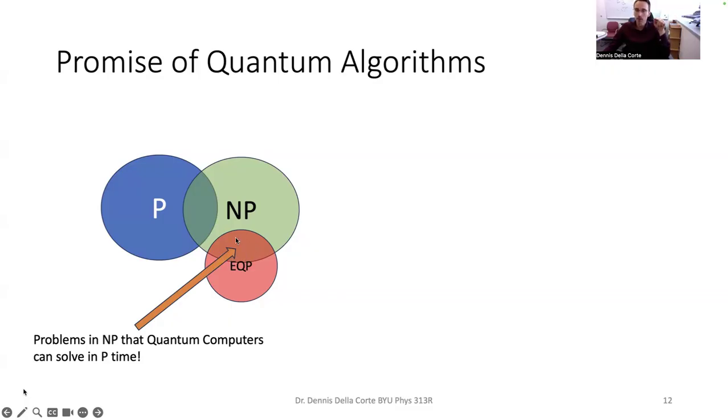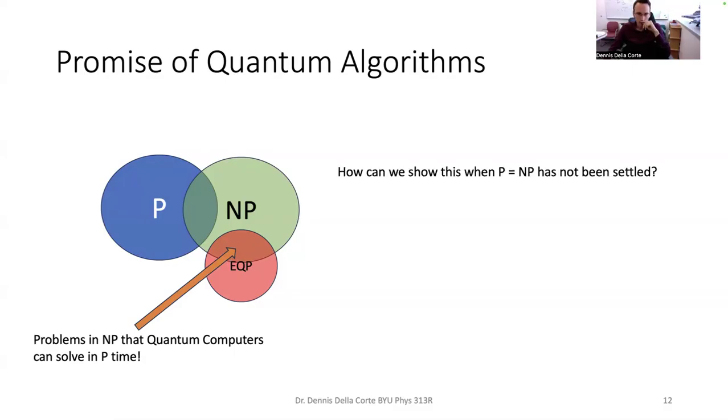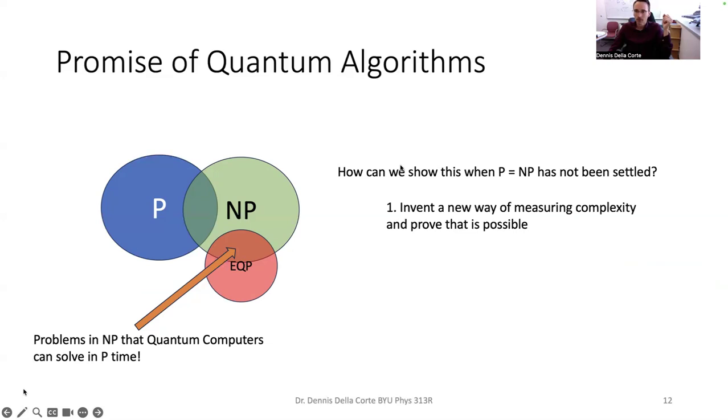Some of these problems are going to intersect with the class of NP. And so everything in this intersection are potentially problems that could benefit from a quantum computer. So how can we show that this intersection even exists if we don't know that P is different from NP? Well, one thing we can do is we just invent a different way of measuring complexity.